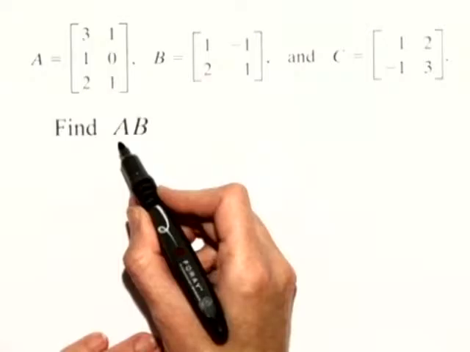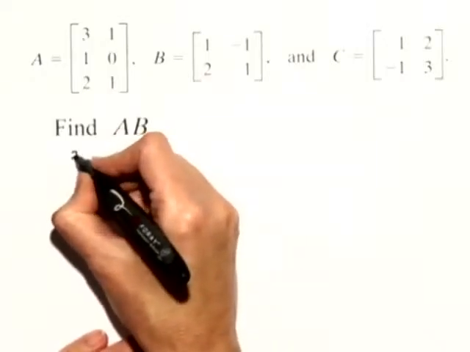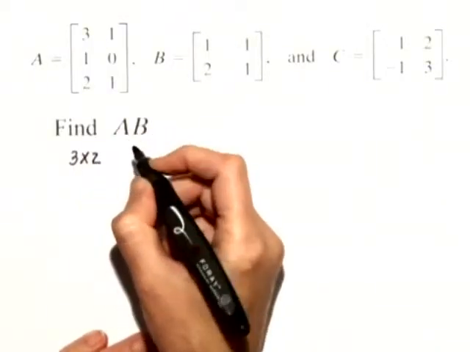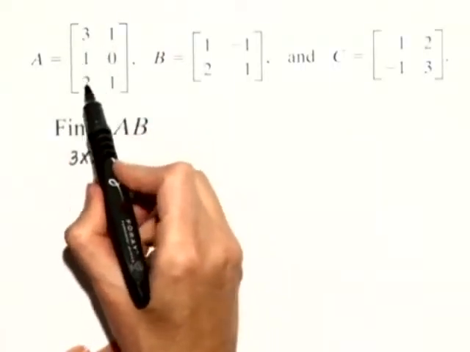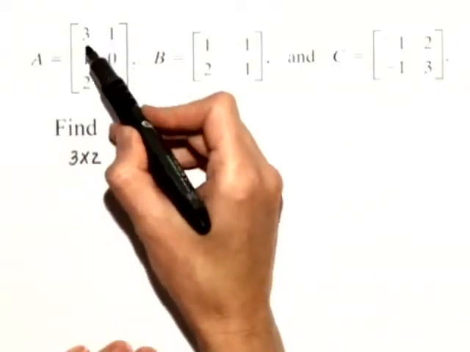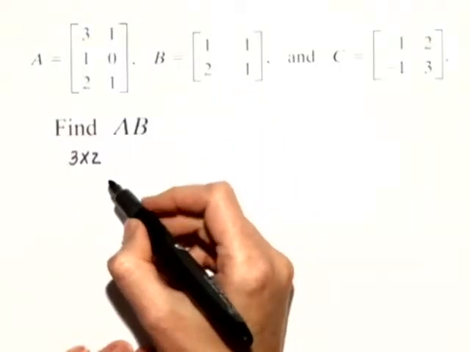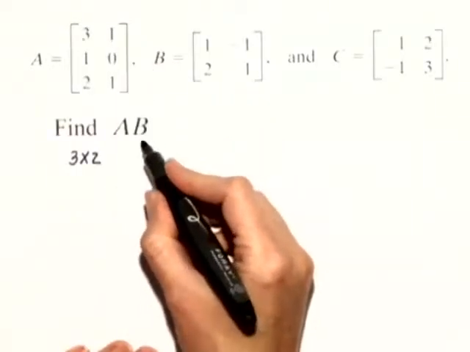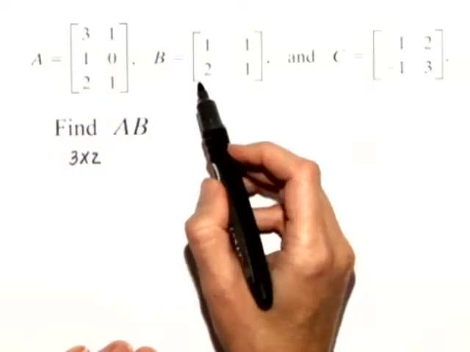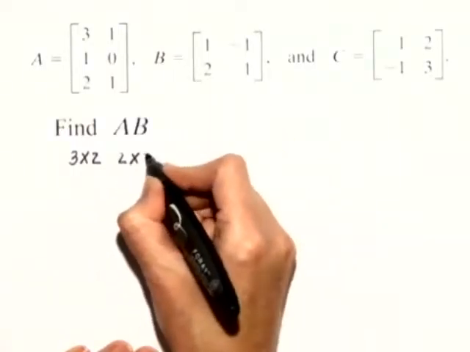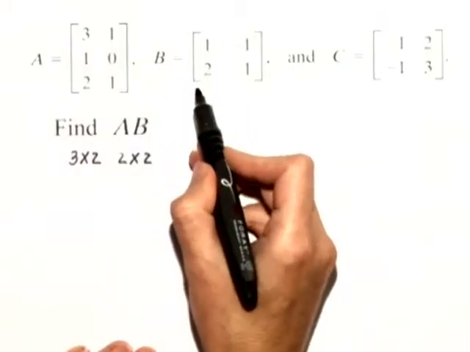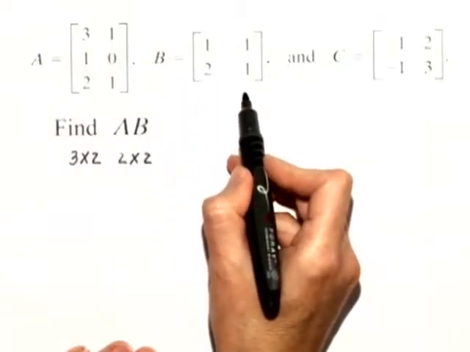Now the order of A is 3 by 2. The reason it's 3 by 2 is because A has a total of 3 rows across and 2 columns down. So it's a 3 by 2. Now B, on the other hand, is a square matrix and it's a 2 by 2. We have 2 rows going across and also 2 rows coming down.